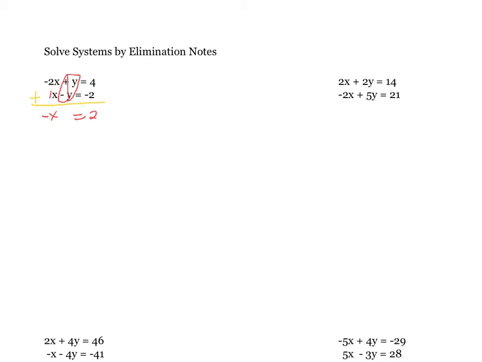Now I have an equation with only one variable, so I could solve for that variable. And remember, negative x is really negative 1x, and it's times. So to solve for this, I would divide by negative 1 on both sides, which gets me x equals 2 divided by negative 1, which is negative 2. So I am already halfway to my answer. I have the x value of the point of intersection.